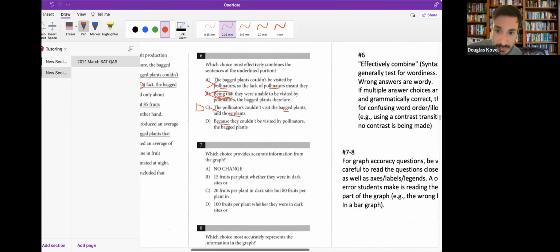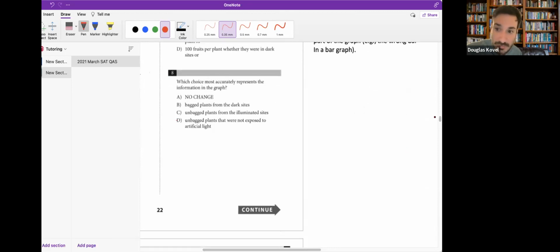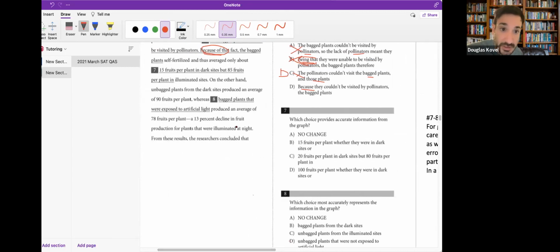All right, so 7 and 8 are graph questions. These are pretty straightforward ones. The biggest tip for graph accuracy questions is to really make sure you read the questions carefully, and pay attention to the axes, labels, and the legends that you're given. In a question like this, they're going to give you 4 different bars on a bar graph, and a lot of students will sometimes read the wrong bars. So let's make sure we read the question carefully.